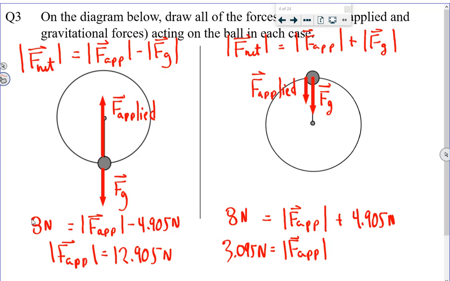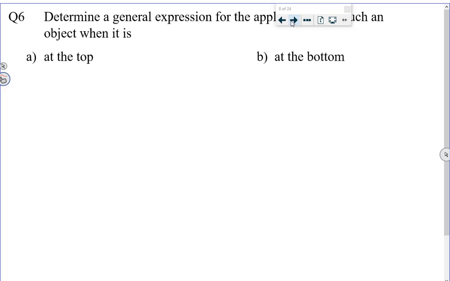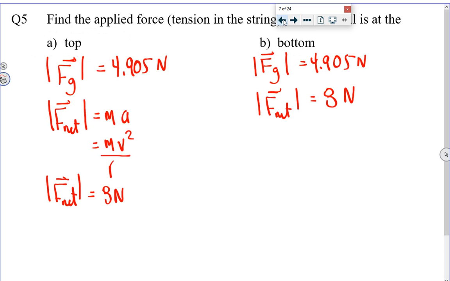Now, I want you to notice we've come full circle. Get it? Full circle? We said that the applied force at the bottom has to be more than the applied force at the top, because at the bottom you're pulling against gravity, and that's what ended up happening. We ended up with more force at the bottom. So we've calculated the answers to 5.